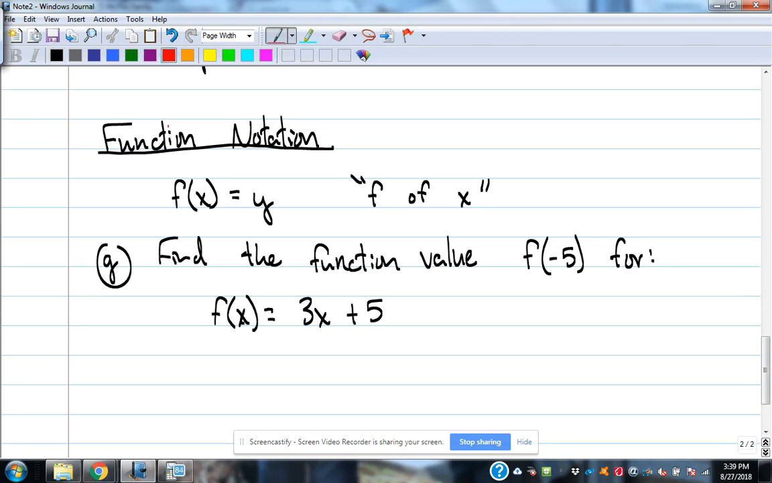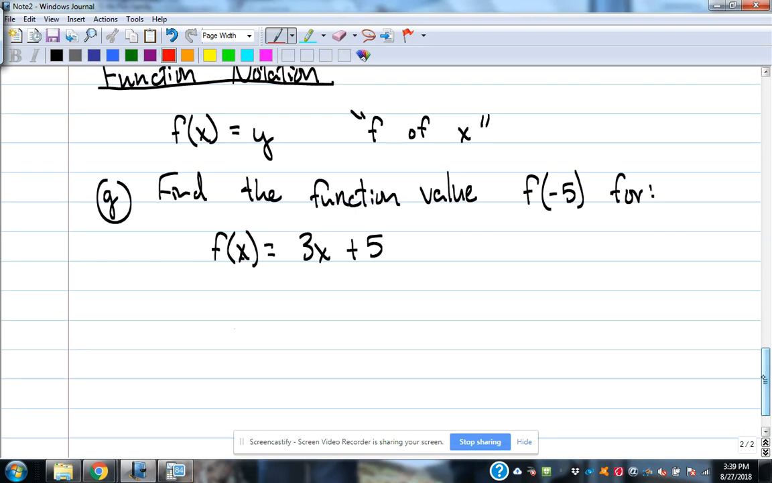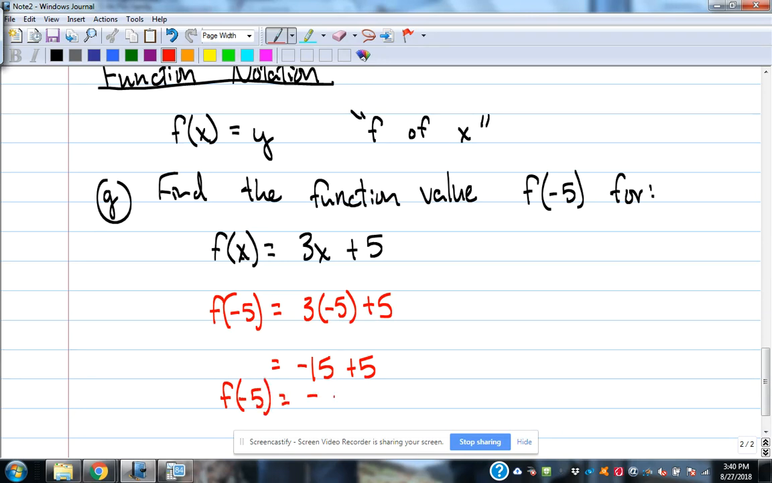So what we're going to do is take that -5, and everywhere there's an x in that problem, we're going to replace x. Okay. 3 times -5 is -15 plus 5. So f of -5 is equal to -10.